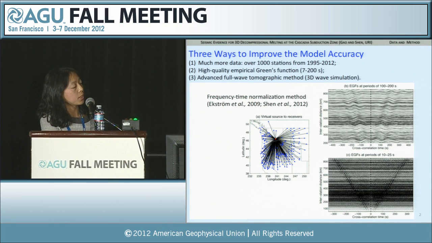The second one is that we implement a modified normalization method, which results in very high resolution, high quality empirical Green's functions from ambient noise from period 7 to 200 seconds. That is much longer than previous studies. As shown in this figure, these are the empirical Green's functions from one station to all the others at shorter and longer periods, which give us very clean empirical Green's functions. The third one is that I use the full-wave ambient noise tomography method, which is a more accurate seismic theory.